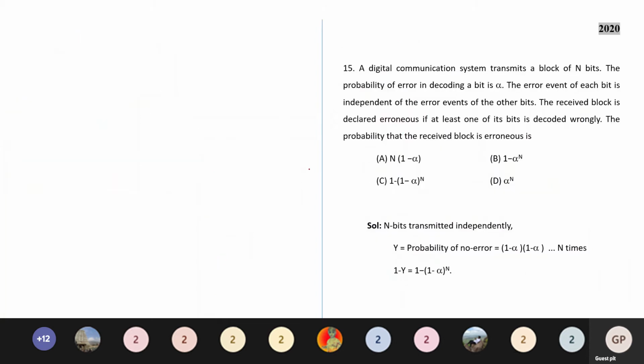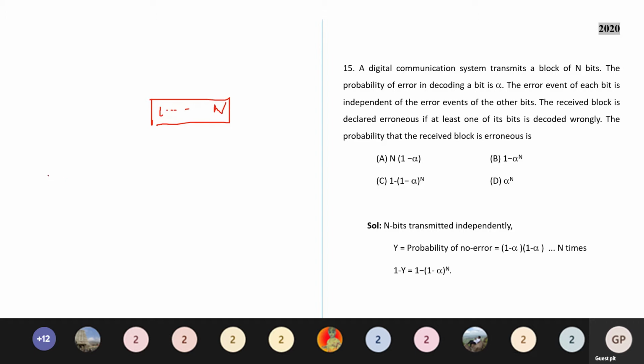So first, a problem related to digital communication. This is the question that was asked in 2020. Okay, so a digital communication system transmits a block of n bits, 1s and 0s in this manner, for n number of bits. And the probability of error: what is the probability of error at decoding? So at the transmitter, we have this block.